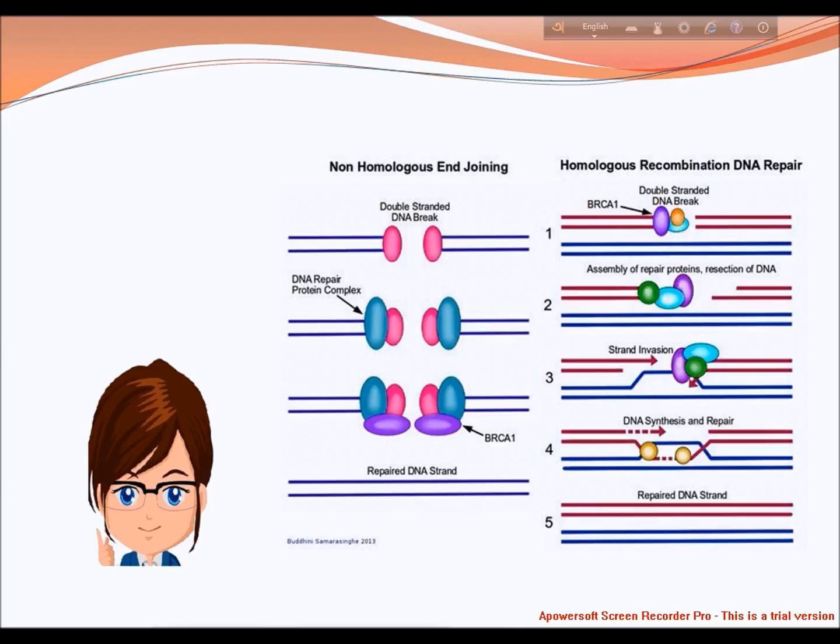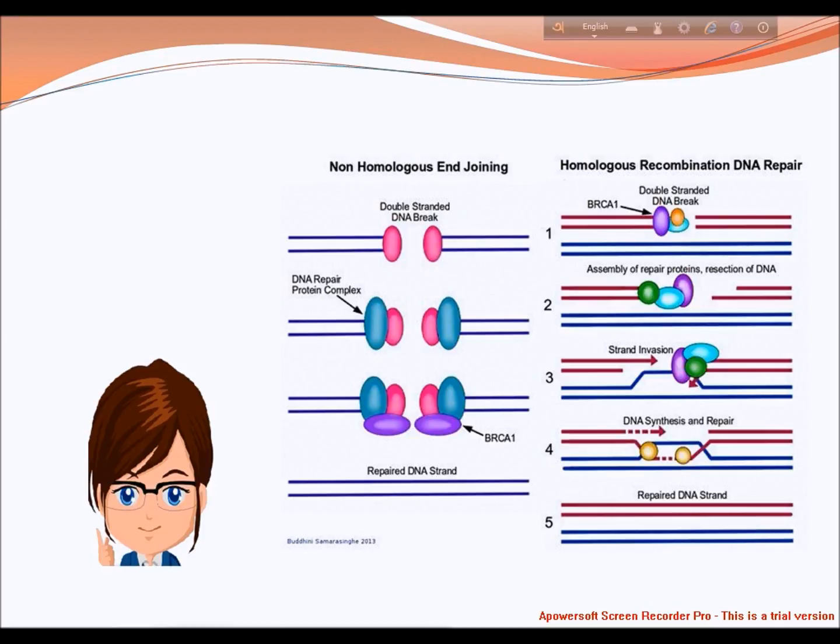In NHEJ, DNA ligase 4, a specialized DNA ligase that forms a complex with the cofactor XRCC4, directly joins the two ends. The guide to accurate repair, NHEJ relies on short homologous sequences called microhomologies present on the single-stranded overhangs on the DNA ends to be joined. If these overhangs are compatible, repair is usually accurate.